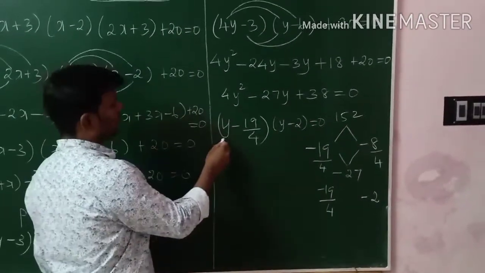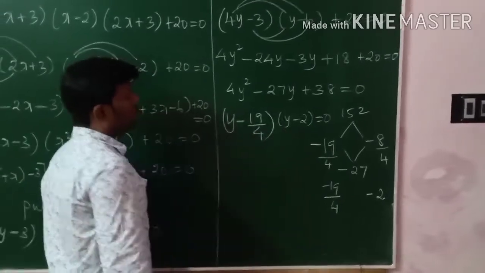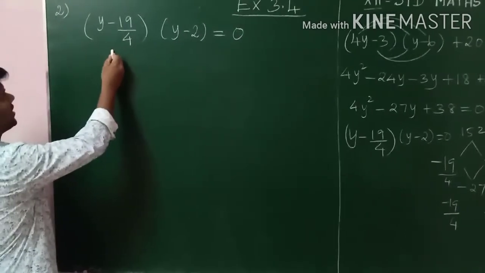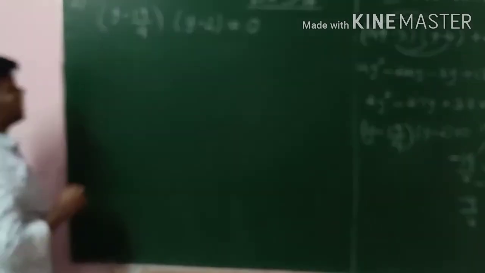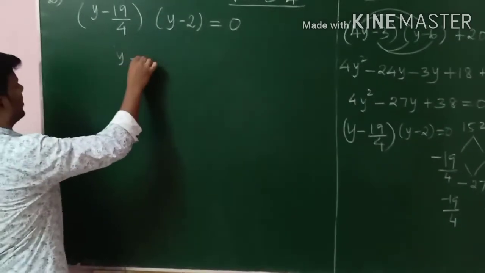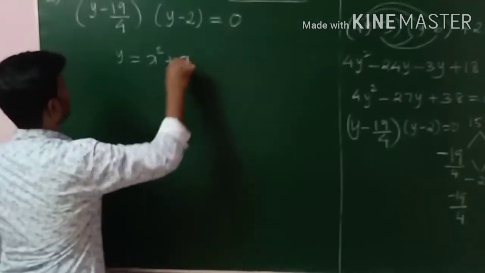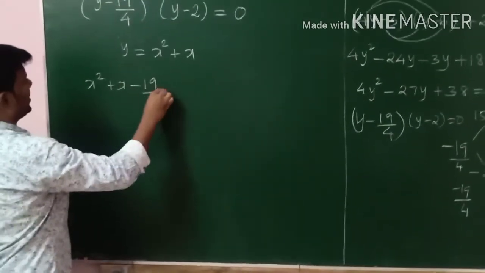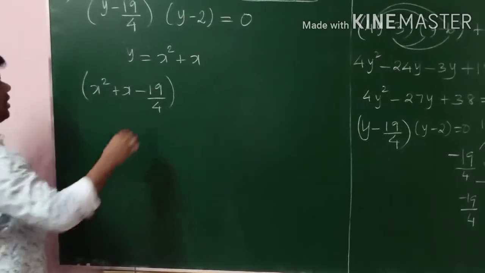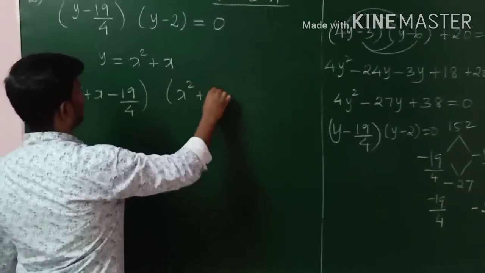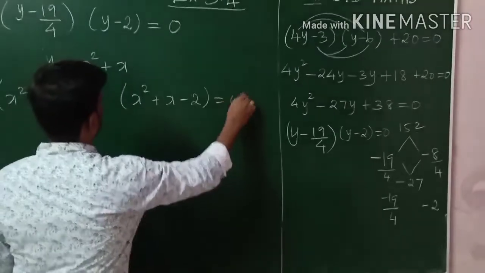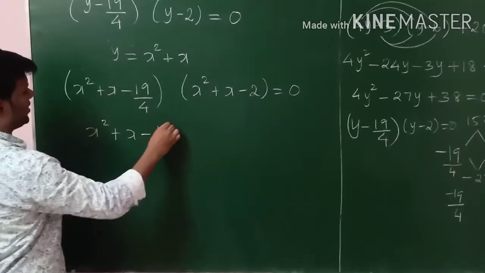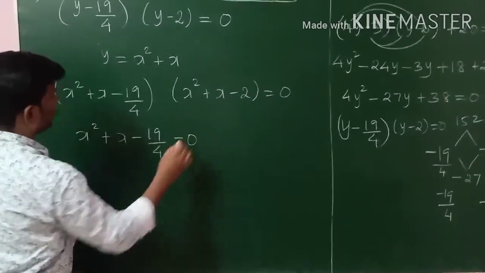So the factors are y minus 19 by 4 into y minus 2 equal to 0. But what is the value of y? x square plus x. So replace that. x square plus x minus 19 by 4 and x square plus x minus 2 equal to 0. So we take the first one, x square plus x minus 19 by 4 equal to 0.